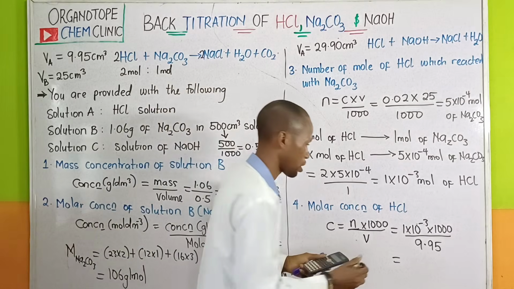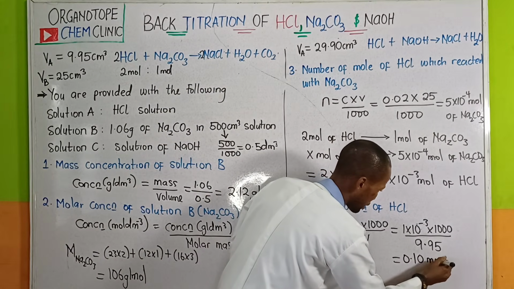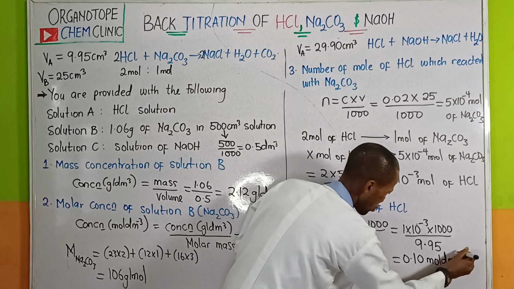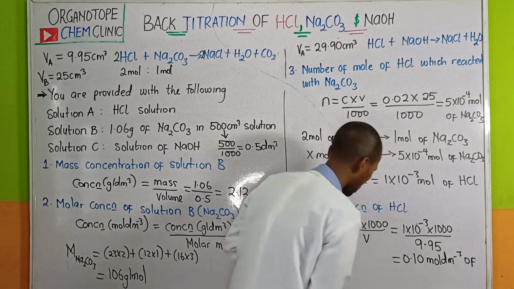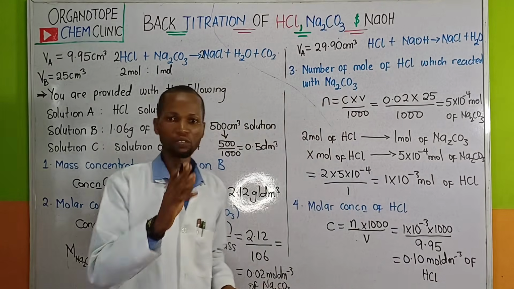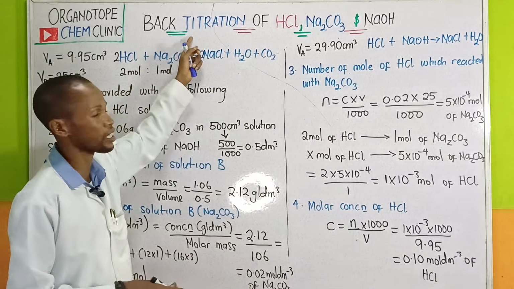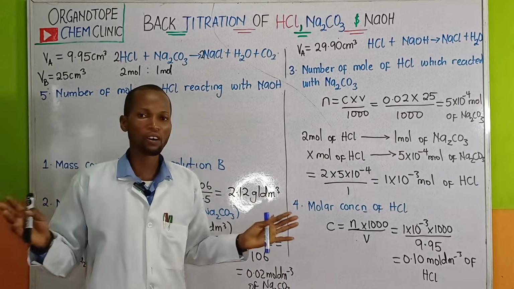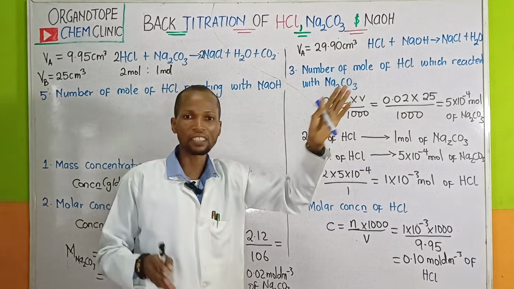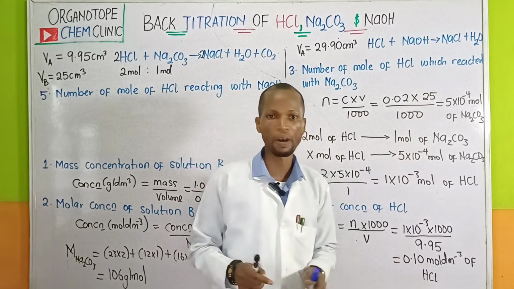So this results in 0.10 mole per dm³ of what? Hydrochloric acid. So this is the actual concentration of the hydrochloric acid prepared for this titrimetric analysis. So we are moving to the second titrimetric analysis, which is what? The titration of hydrochloric acid with sodium hydroxide.